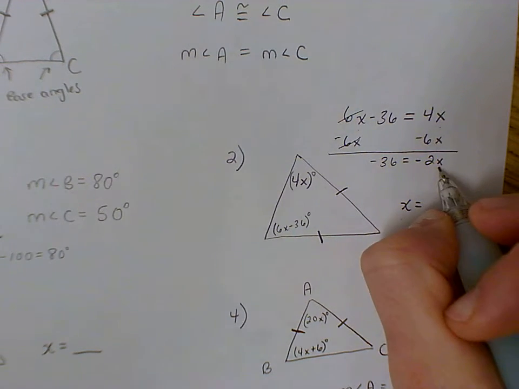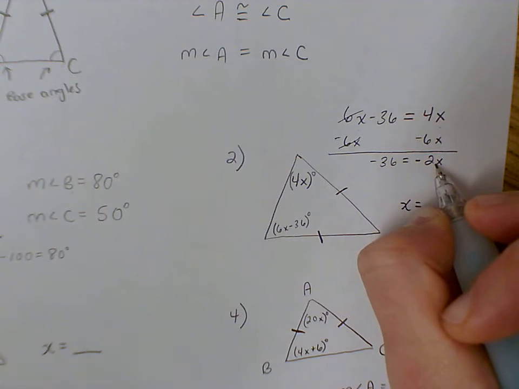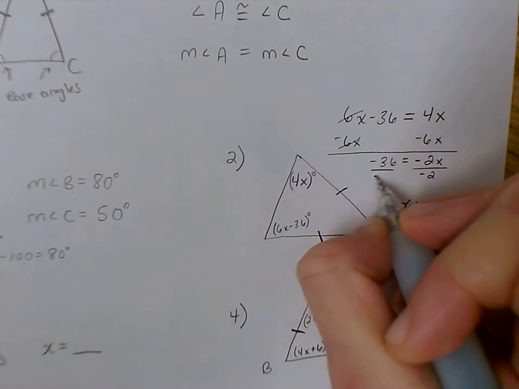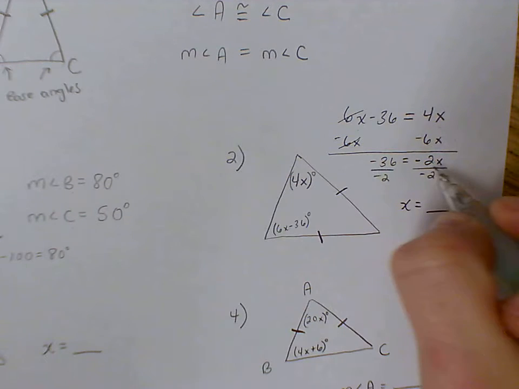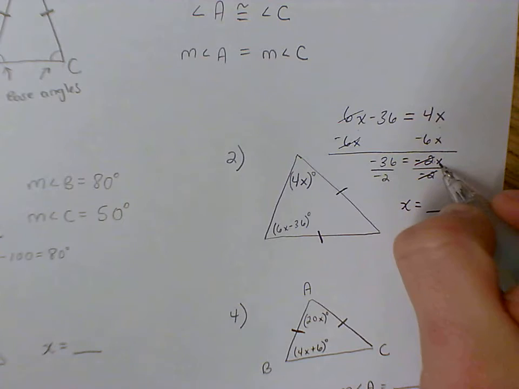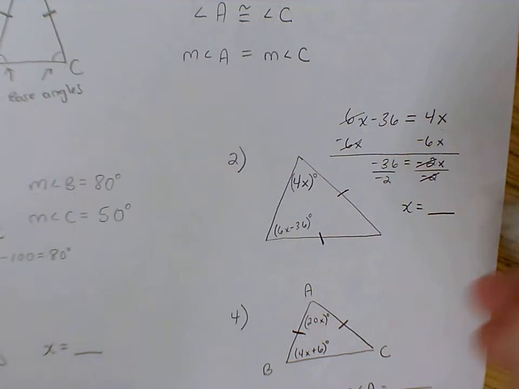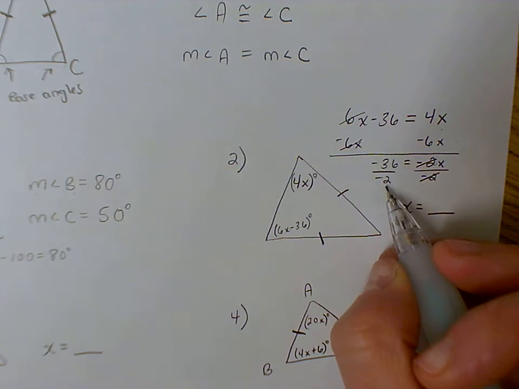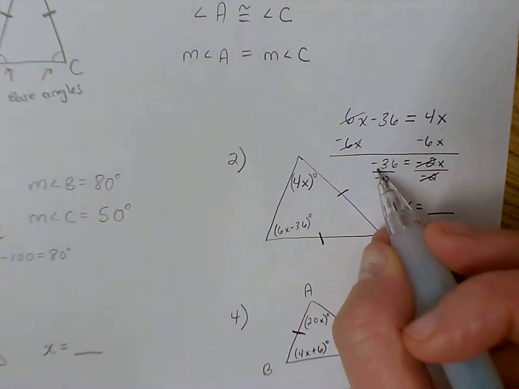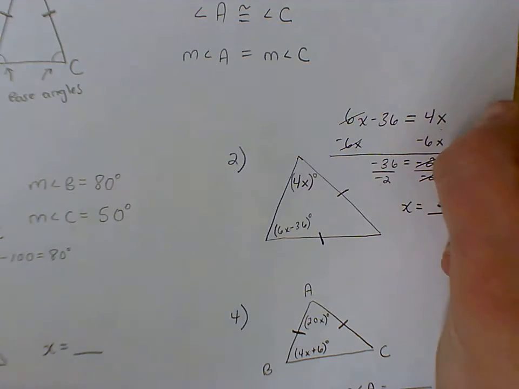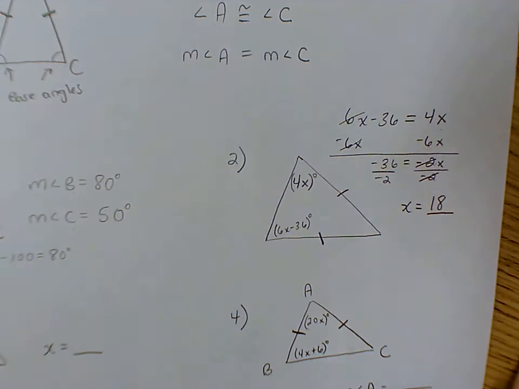And then I got to get the x by itself, so it's being multiplied technically by negative 2. So I have to divide by negative 2. And then negative 2 over negative 2 is 1. So I'm left with x, so my x is by itself now. And then all I have to do is take negative 36 divided by negative 2. So a negative divided by a negative is a positive, and then 36 divided by 2 ends up being 18. So x would be 18.